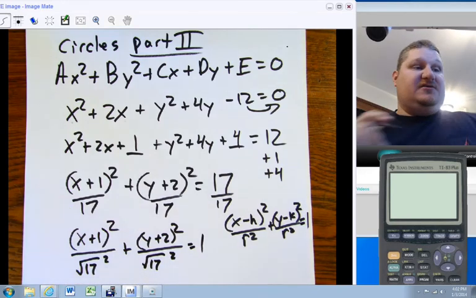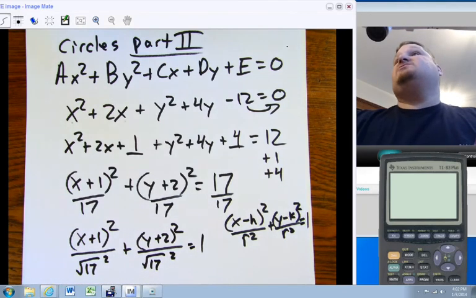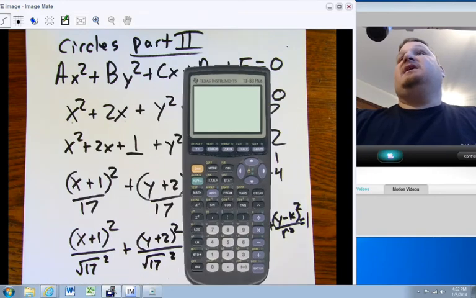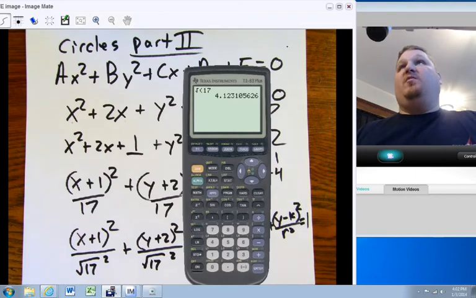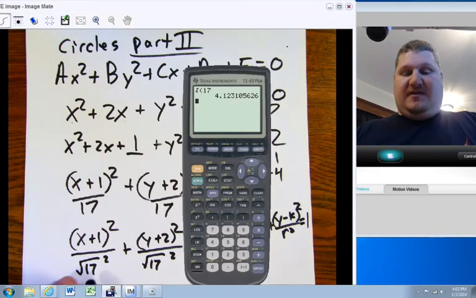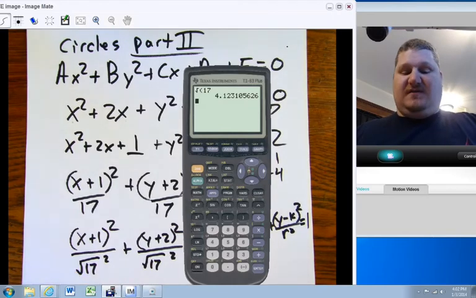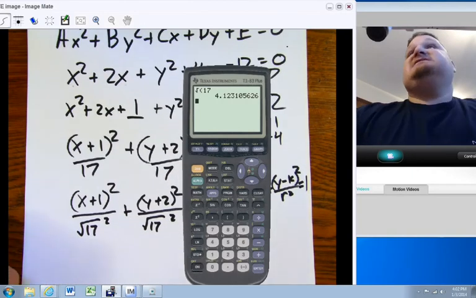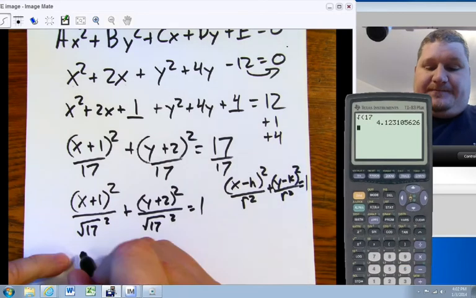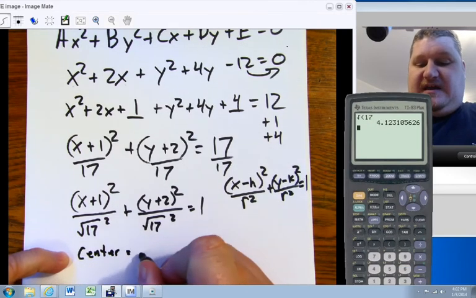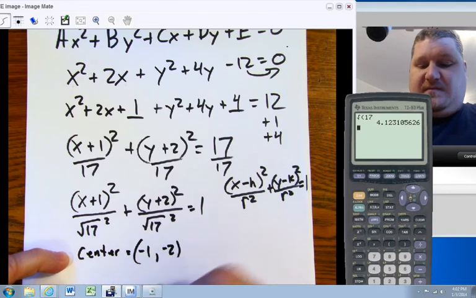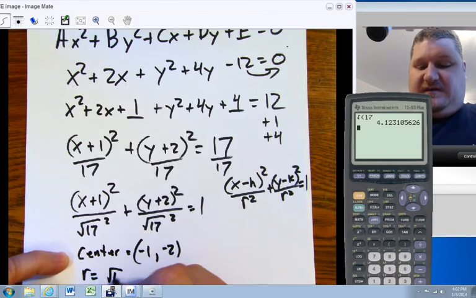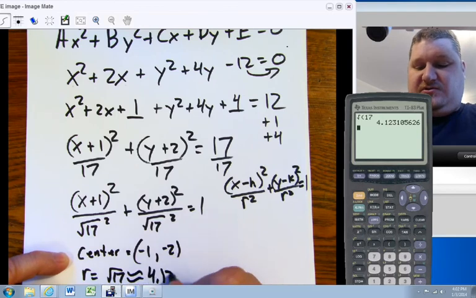Because it's a lot easier to look at than if we were to go over to our calculator and say, clear, second, square root 17, enter. 4.123. So it's a lot better to say square root of 17 than it is to say the 4.123 squared. Now, to graph this, it's just as easy as graphing the others. The center is at -1, -2, and the radius is the square root of 17, or approximately 4.123.